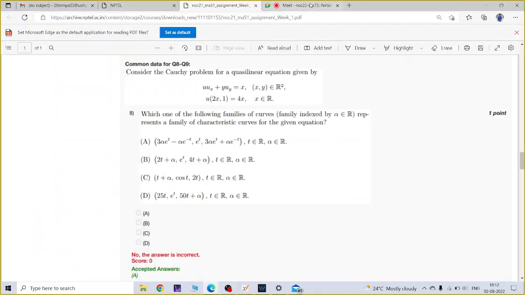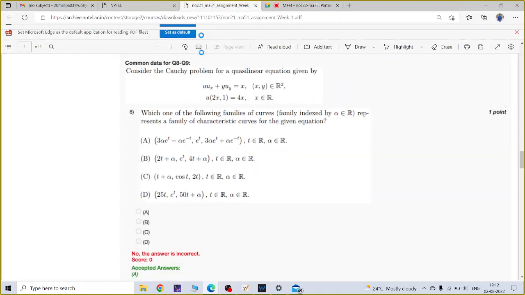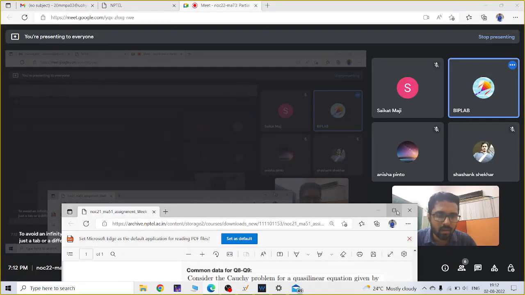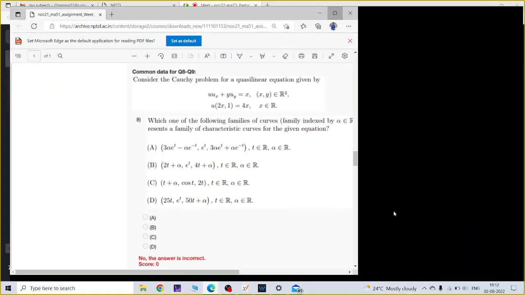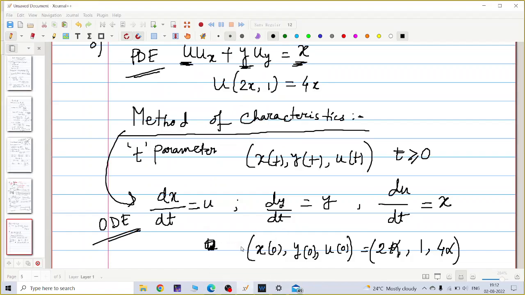Sir, I have one question. Yes, tell me. Is u a function of one variable or two variables? U is a function of two variables. Listen, one minute. A partial differential equation means it has more than one independent variable and only one dependent variable.